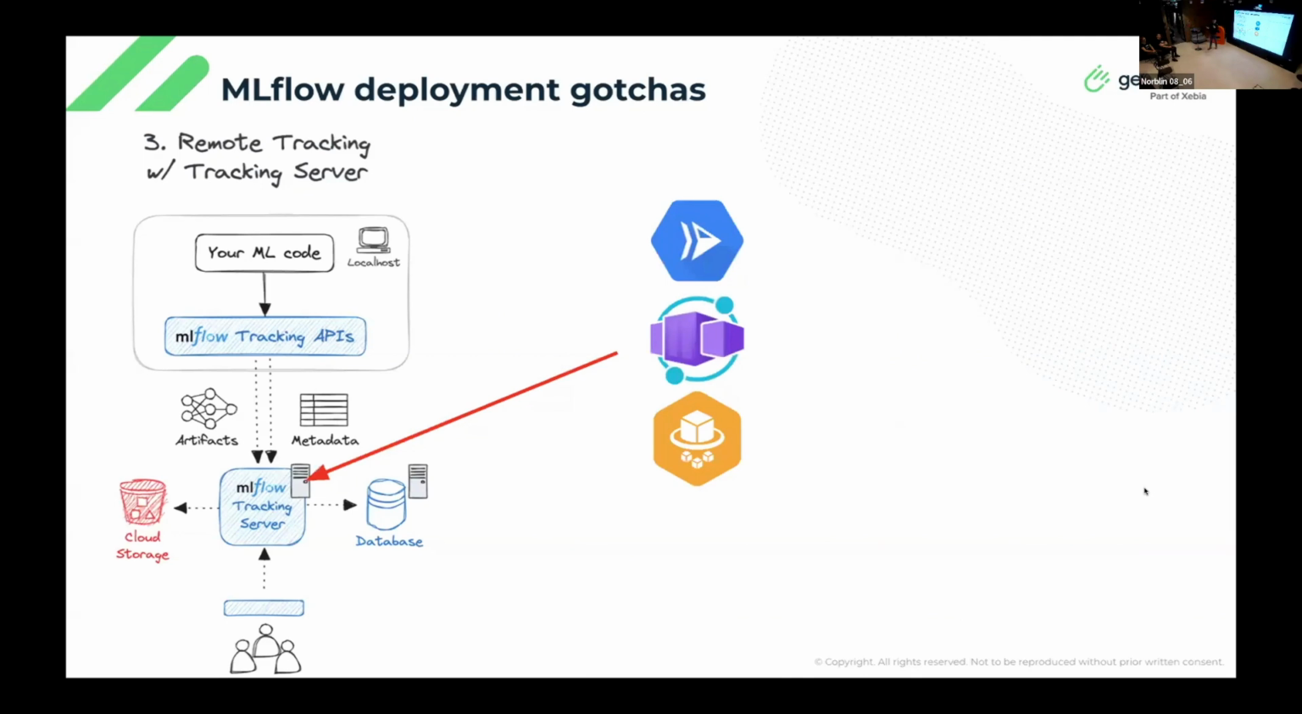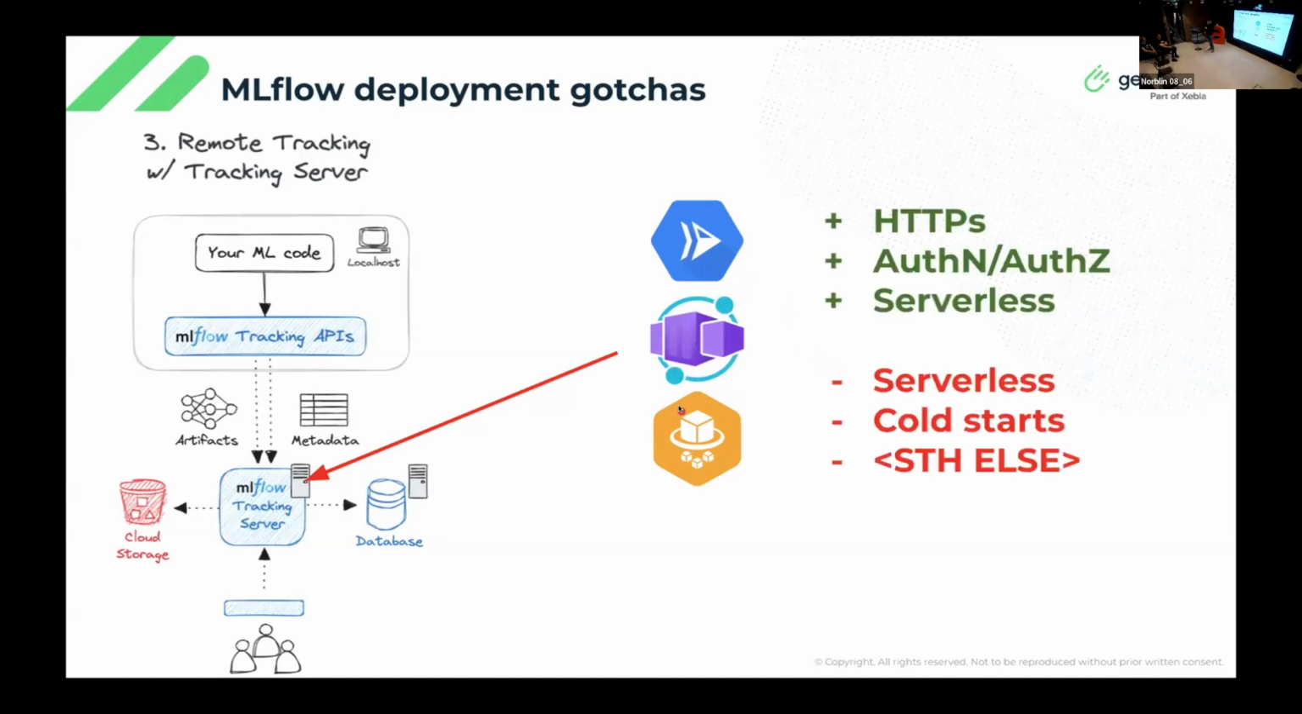For the tracking server, you don't want to maintain a tracking server. You don't want to maintain any server at all. So you're probably good with some container-based solution and with some serverless solution. MLflow itself provides an officially supported Docker image. So you can just deploy this image to either Cloud Run or Azure Container Apps or AWS Fargate, for example.